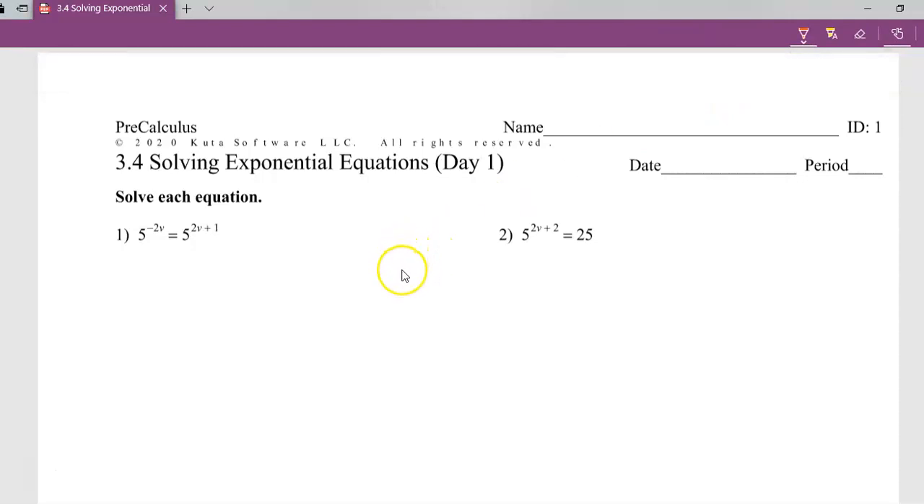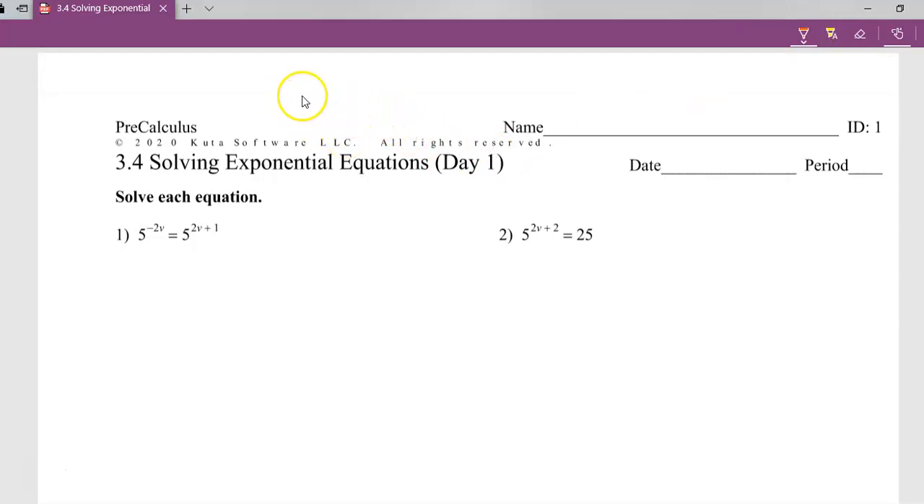But in the case of number one, where we have 5 to the negative 2v is equal to 5 to the 2v plus 1, for these two sides of the equation to actually equal each other, since the bottom number is the same, in order for these to be equal, that means this exponent would have to be equal to this one, okay? Maybe starting out with something a little bit more obvious would help.